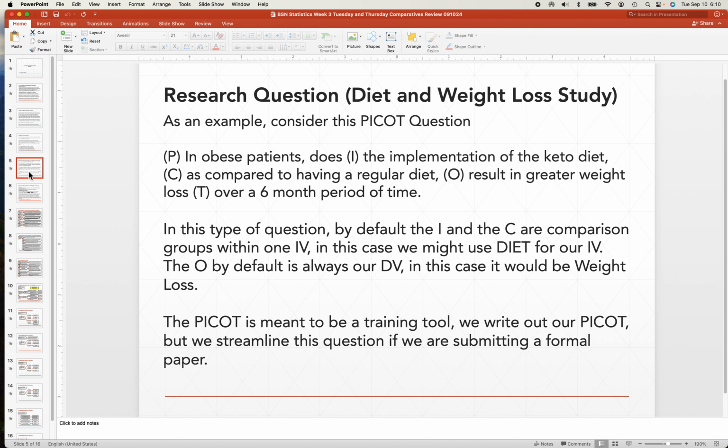Again, the PICO is a training tool. We write out our PICO, and then perhaps if we were publishing such a study, we would want to simplify this a little bit simply to save space in the paper. And one of the things I often see in the literature when they do actually mention the research question is they very seldom include the element of time from the articles I've read.